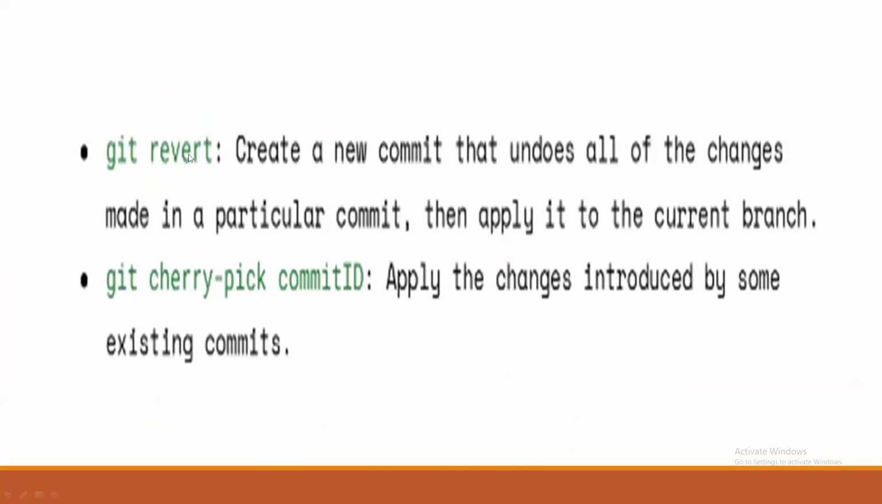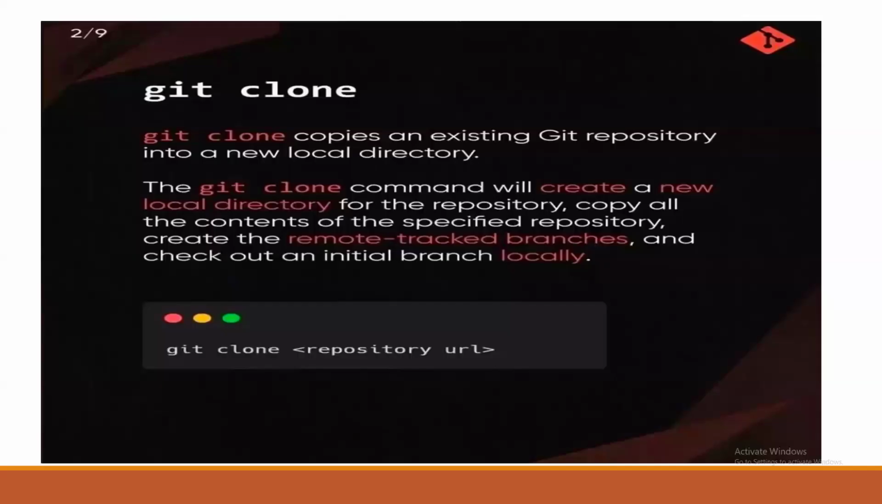Git revert, git cherry-pick, guys. These are also the most important commands. Git revert and git cherry-pick. So git revert creates a new commit that undoes all the changes. Whatever changes we are forwarding, it will reverse, it will undo all the changes made in a particular commit, then apply it into the current branch. Git cherry-pick commit id, apply the changes introduced by some existing commits.